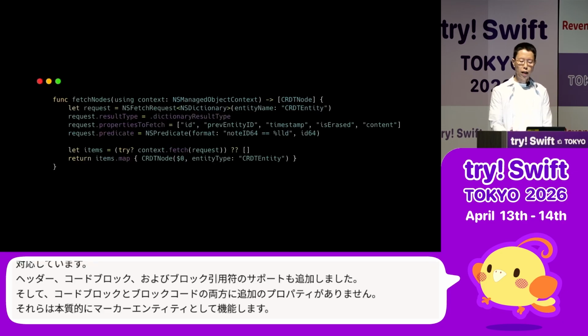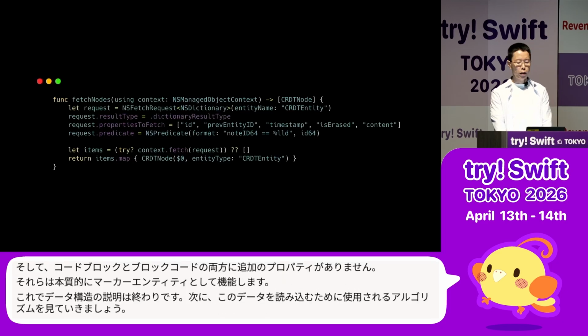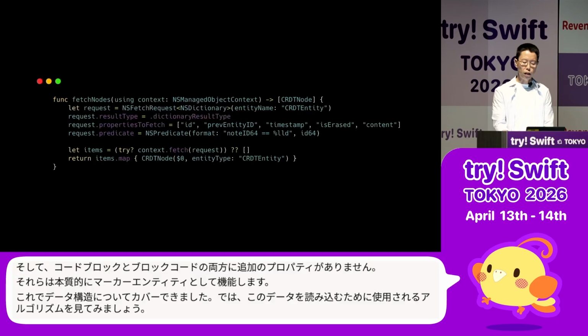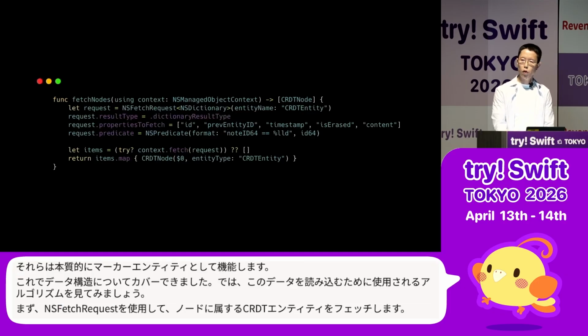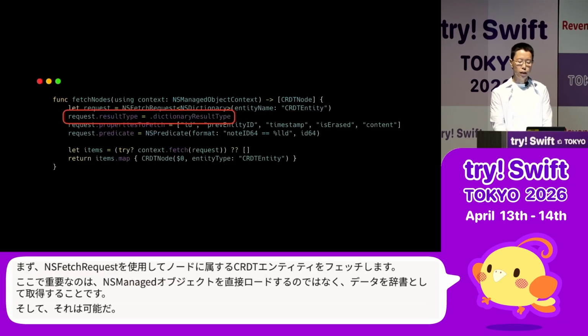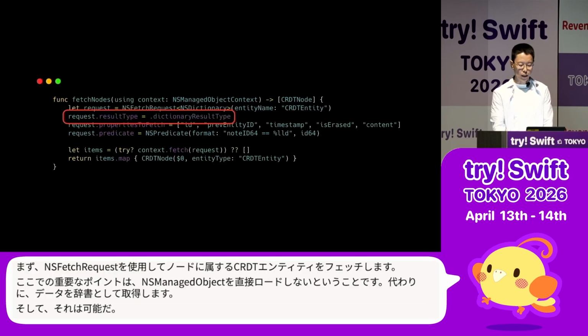Now let's look at the algorithm that is used to load this data. First, we use NSFetchRequest to fetch CRDT entities that belong to a node. And the key here is that we don't load NSManagedObject directly. Instead, we fetch the data as dictionaries. And this can be done by setting the result type to dictionary result type.